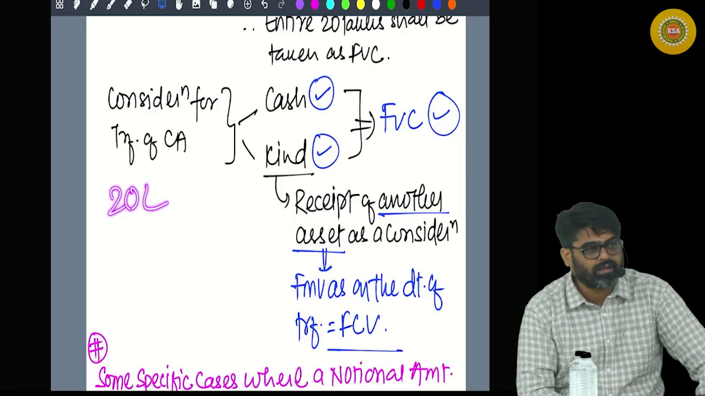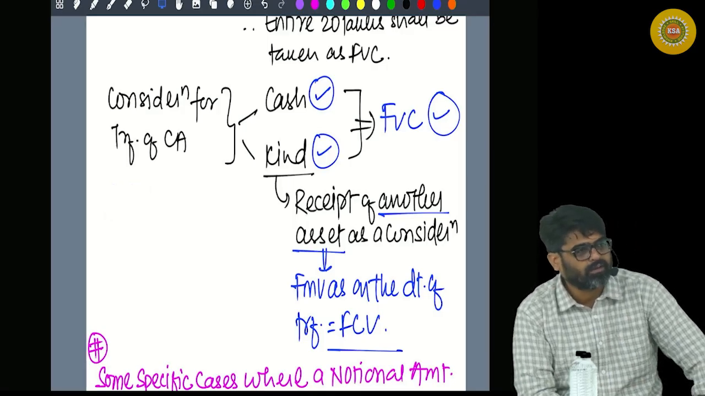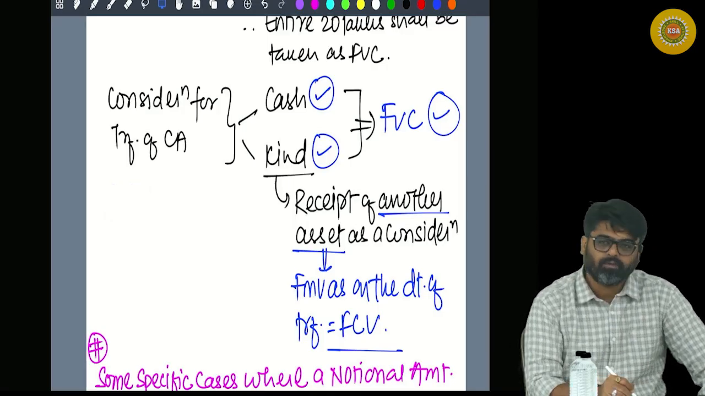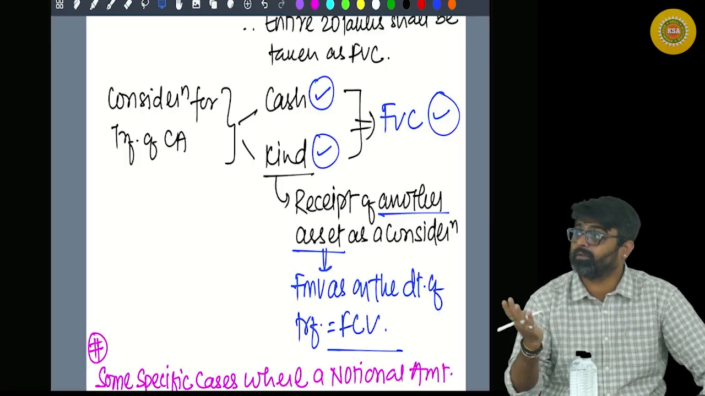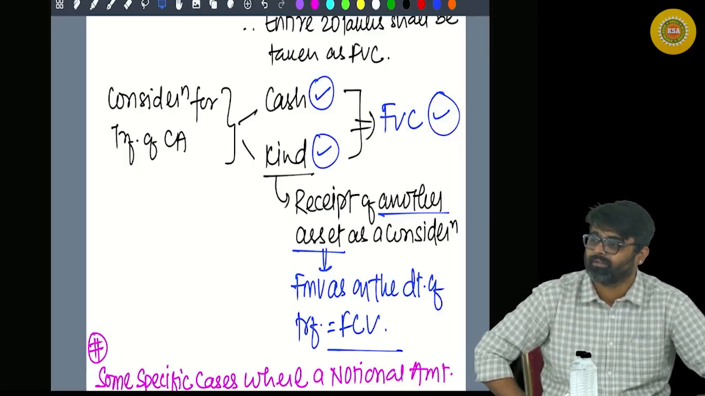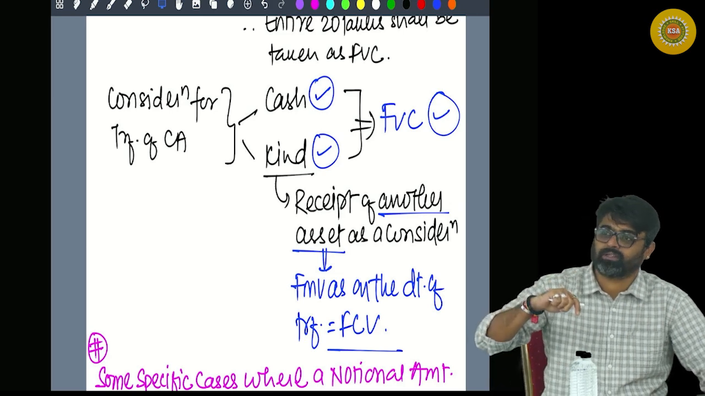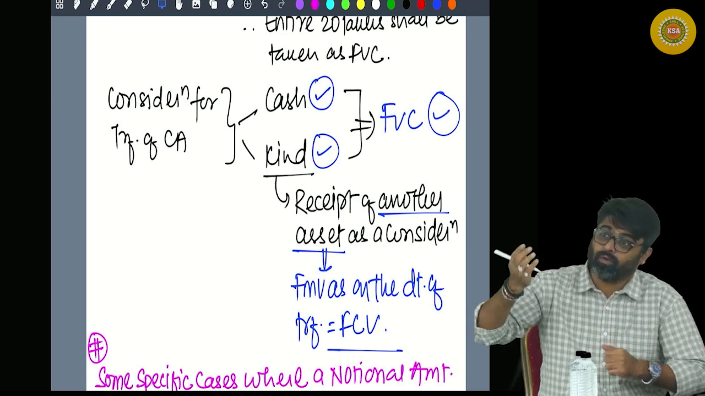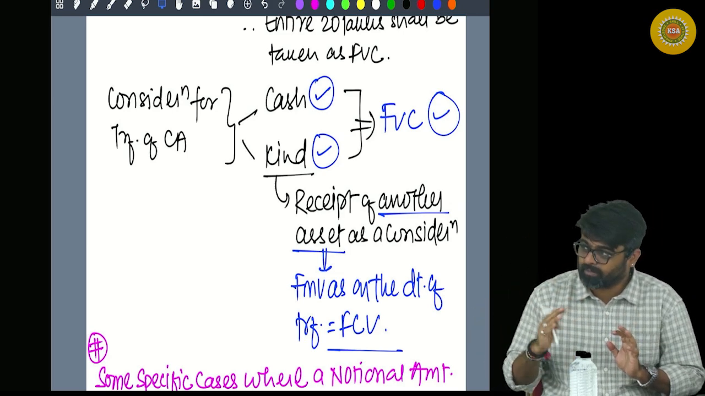20 lakhs you have given in cash. And for the balance 30 lakhs you have given me shares. So are you giving me full consideration in money? Full consideration in kind? Or partly in cash?